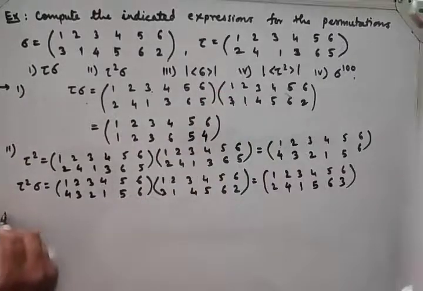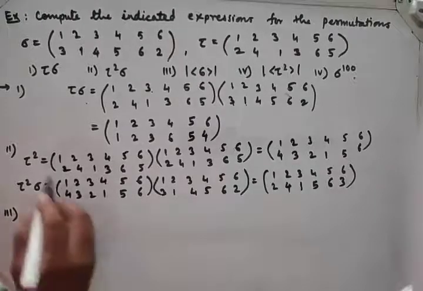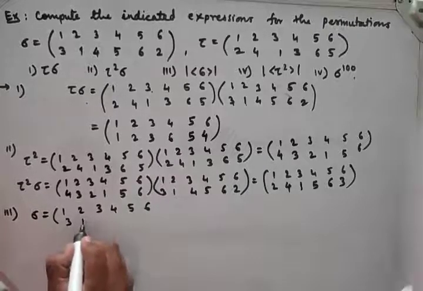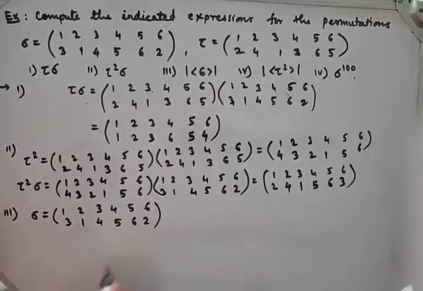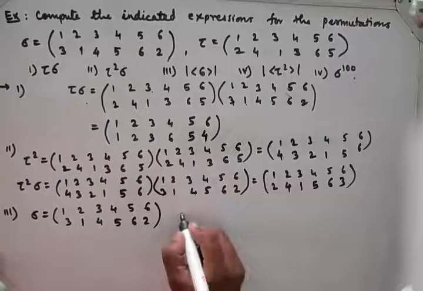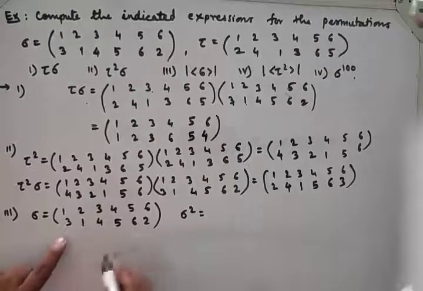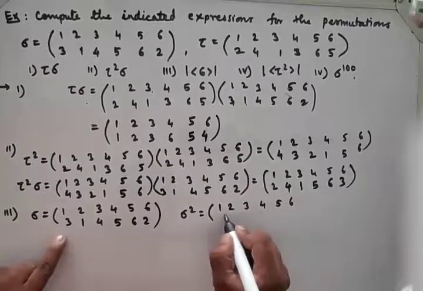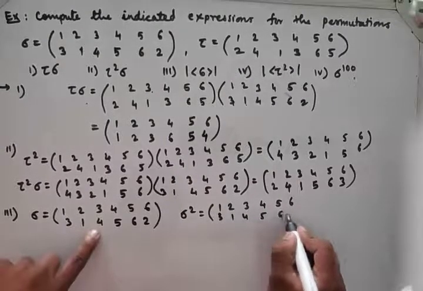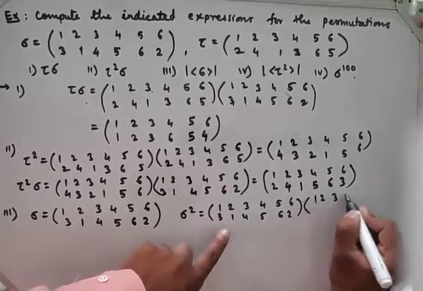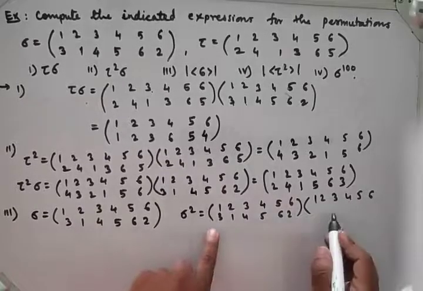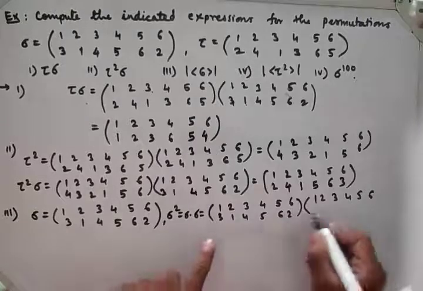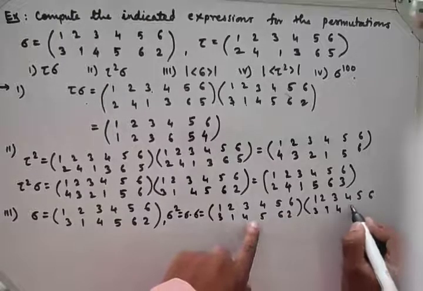So the third one, sigma. Sigma is nothing but 1 2 3 4 5 6 over 3 1 4 5 6 2. So I will take the product. Sigma square is nothing but sigma into sigma. So what will you get? 1 2 3 4 5 6, 3 1 4 5 6 2, and again 1 2 3 4 5 6, 3 1 4 5 6 2. So this is sigma square.